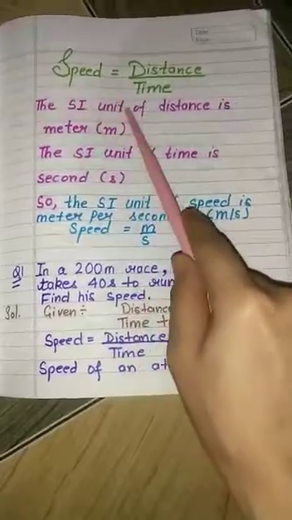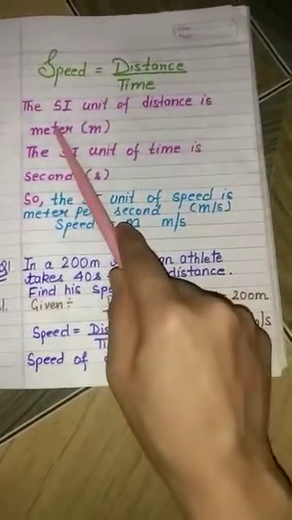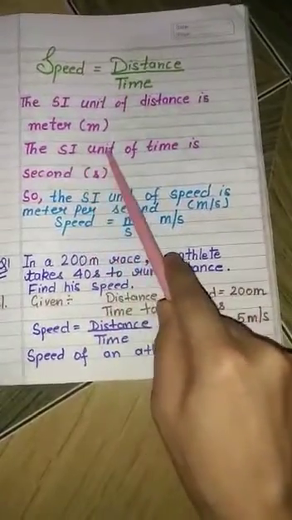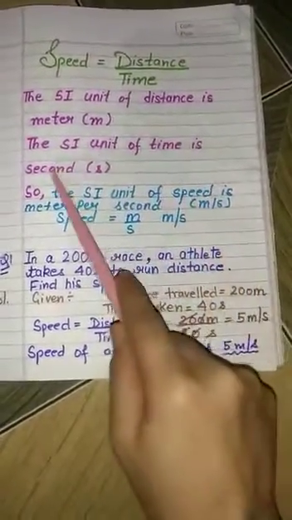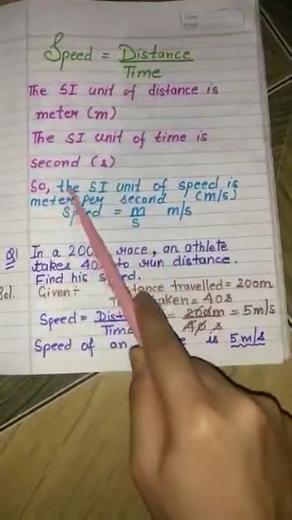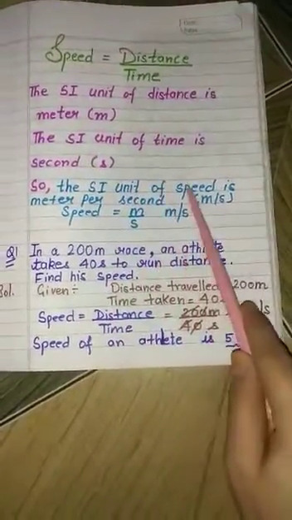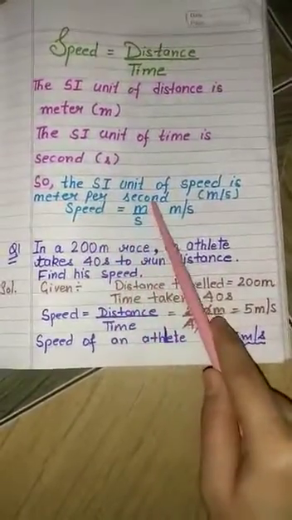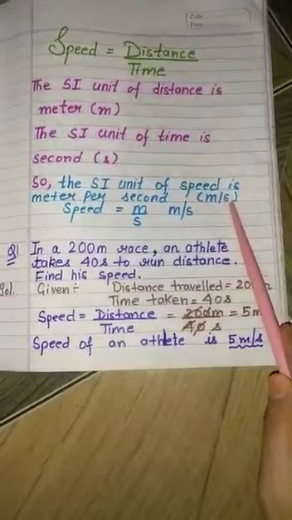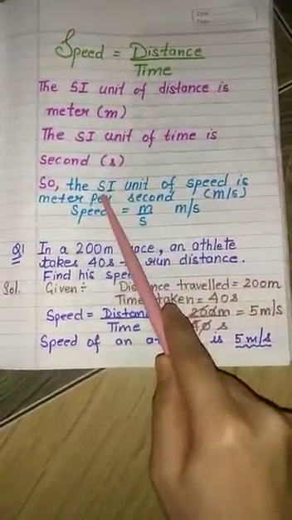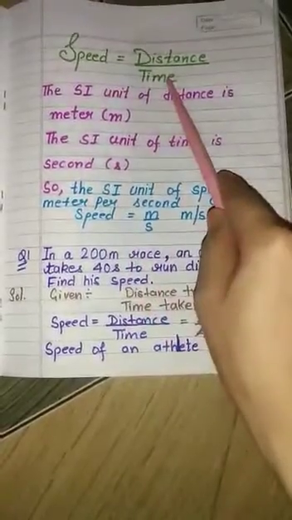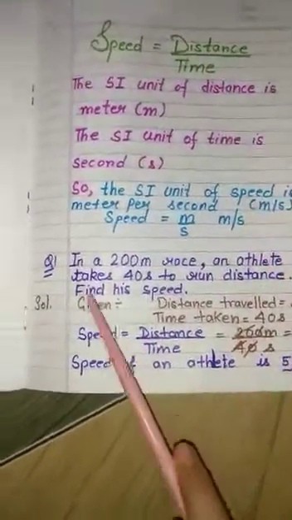The SI unit of distance is meter and the symbol for meter is small m. The SI unit of time is second. The symbol for second is small s. So the SI unit of speed is meter per second, meter slash second. The slash means per. Now let's see how we use this formula for finding the speed.